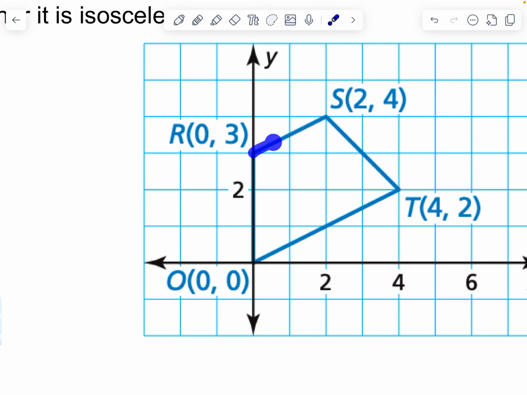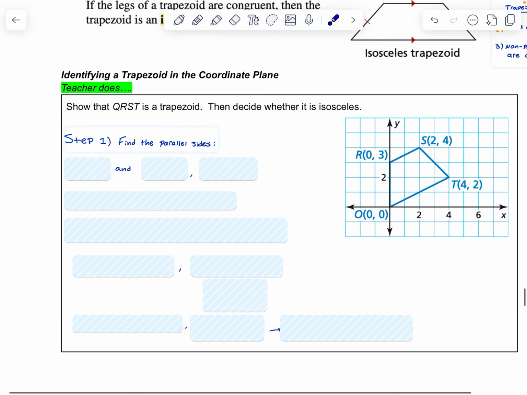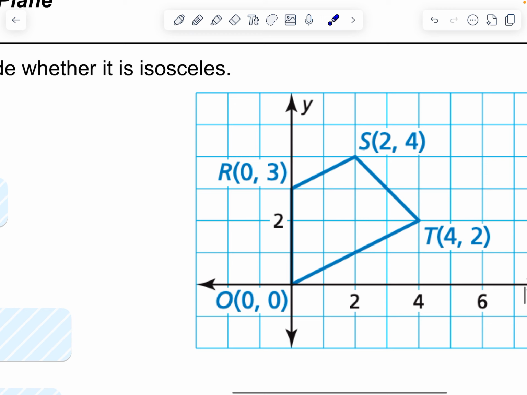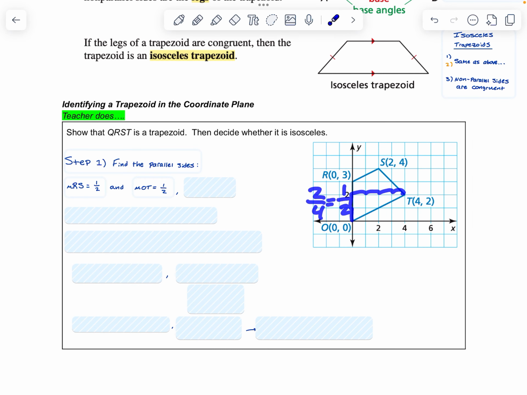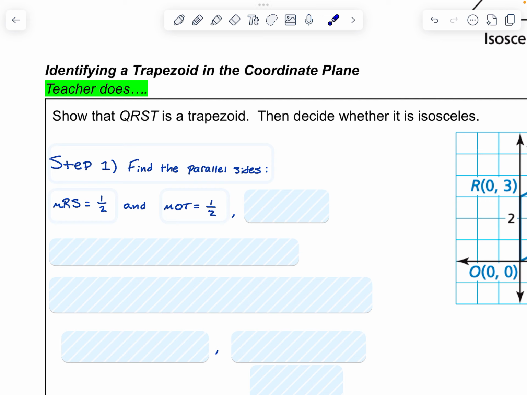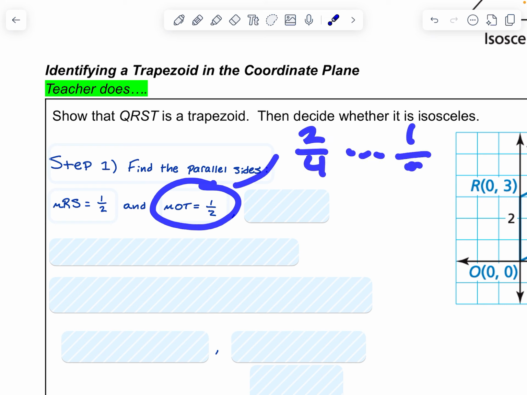Instead, I'm going to look at the slope of RS and the slope of OT and see if they are actually parallel or not. RS has a slope of 1 over 2, and OT has a slope of 2 over 4, which just reduces to 1/2. So both of those have a slope of 1/2. They have the same slope. The slope of RS was 1/2. The slope of OT was 2 over 4, but that's reduced to 1/2.